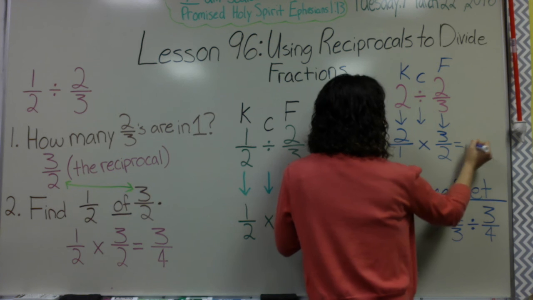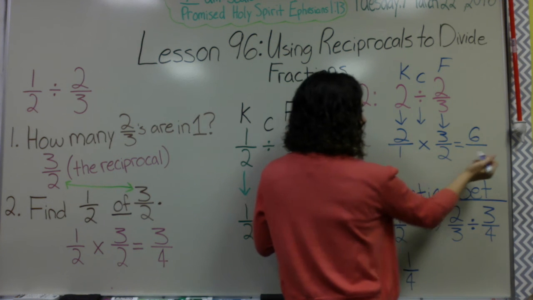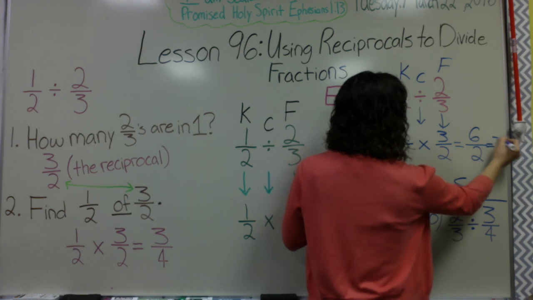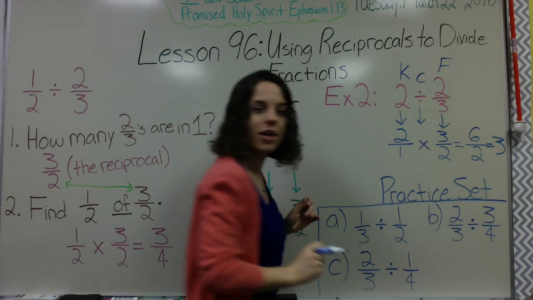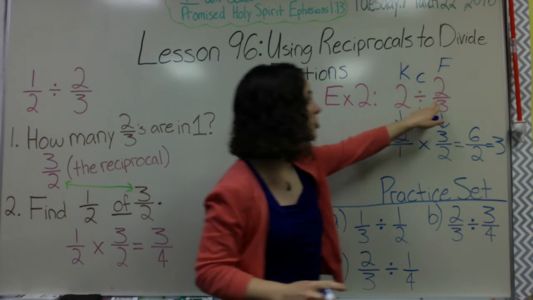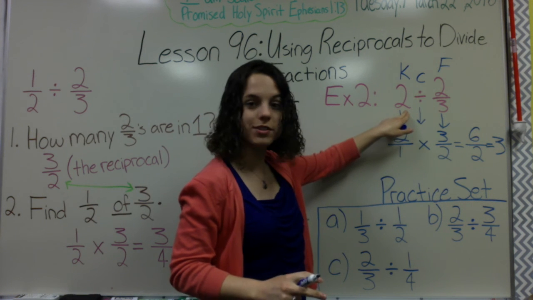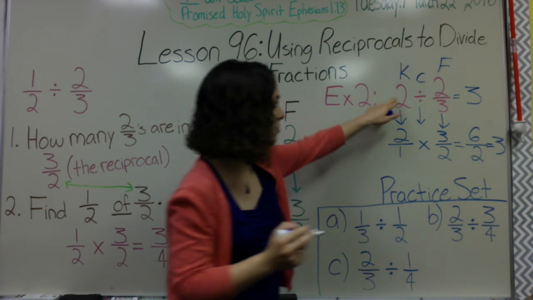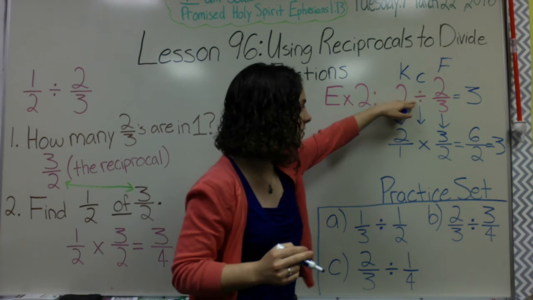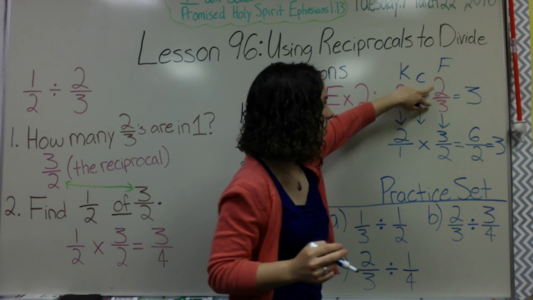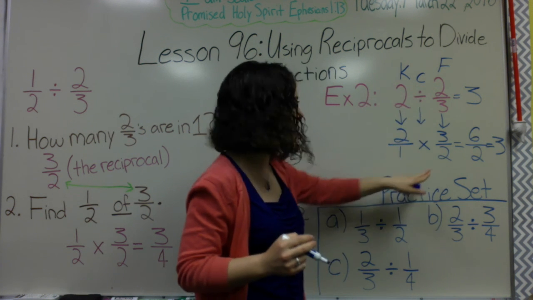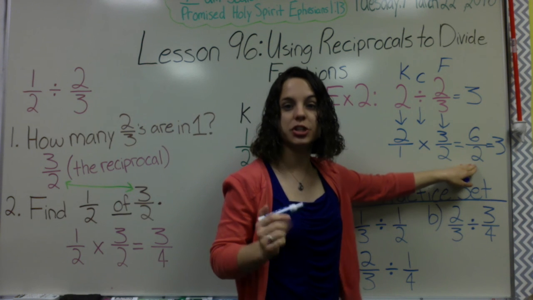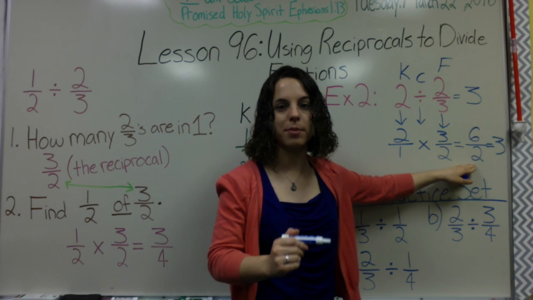Then I can solve. 3 times 2 is 6, and 1 times 2 is 2. 6 over 2 is improper, but it equals 3 since 2 can go into 6 three whole times. So my answer to how many 2/3 does it take to make 2 wholes is 3. So I kept the first one the same, changed my division to multiplication, and flipped my 2/3, found the reciprocal, 3 over 2. I get my answer. If it's an improper fraction, you do need to simplify. Do not stop at an improper fraction.